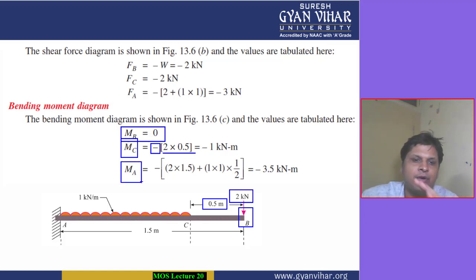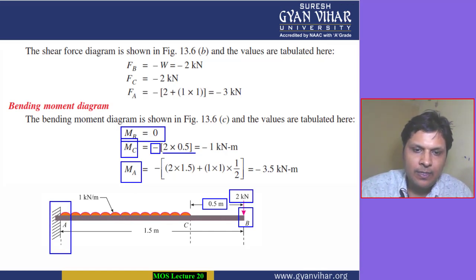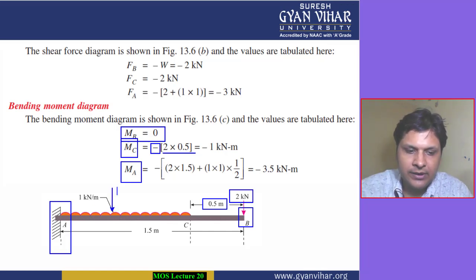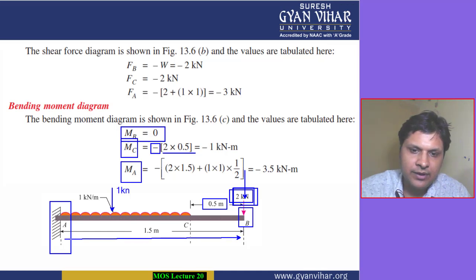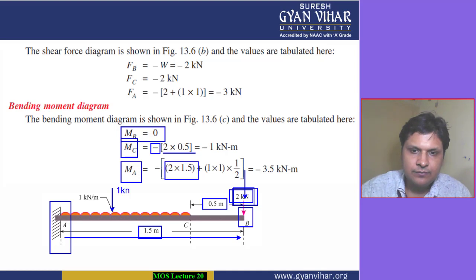Then the next point is point A. At point A, how will we calculate? Now when we are at A, we have two forces. One is this UDL, which is converted into a point load at its center of the value 1 kilonewton, and also you have a point load of 2 kilonewton which is acting here. So due to this 2 kilonewton, what is the distance of this force from A? It is 1.5. So 2 into 1.5, this we will take as negative. Again, for the same reason, clockwise is taken as negative.